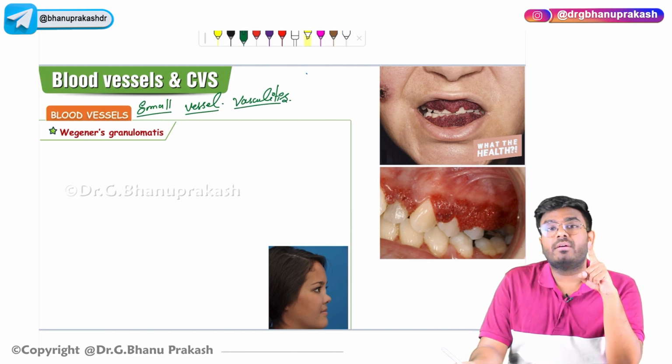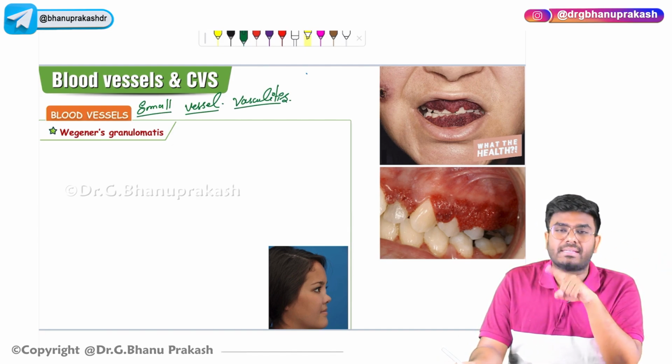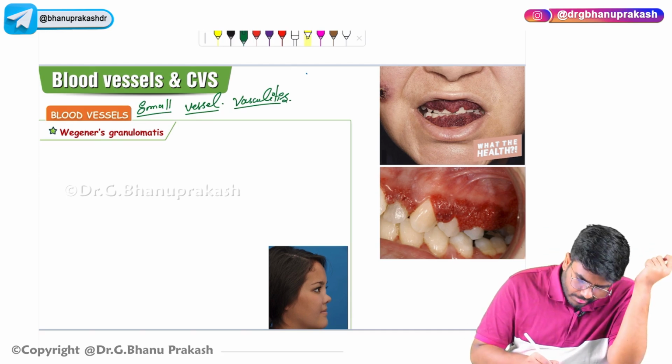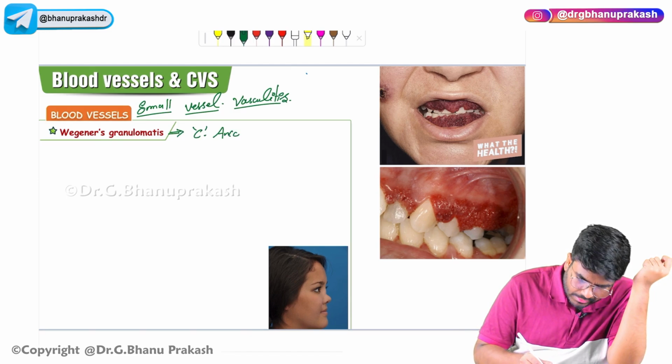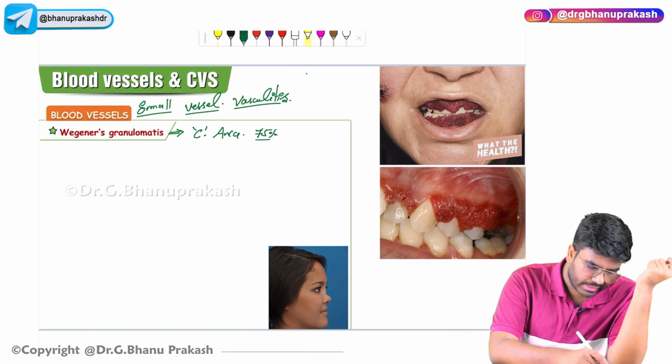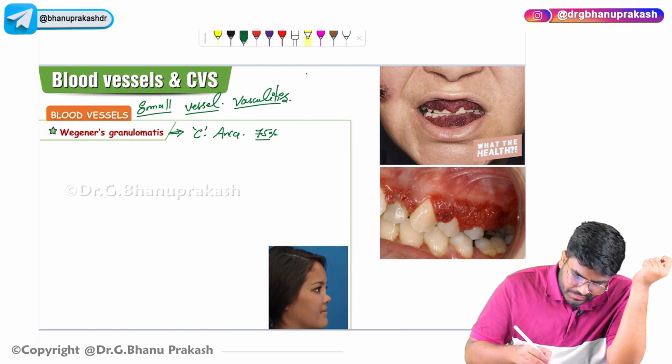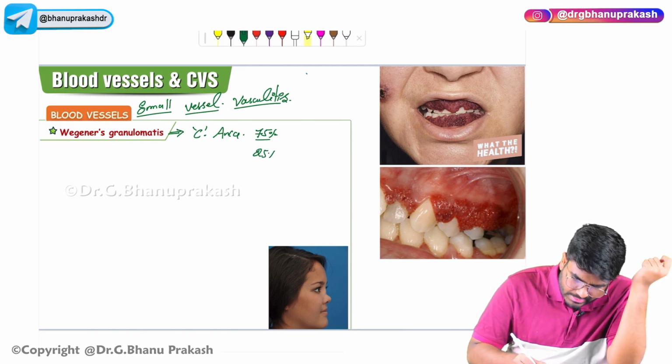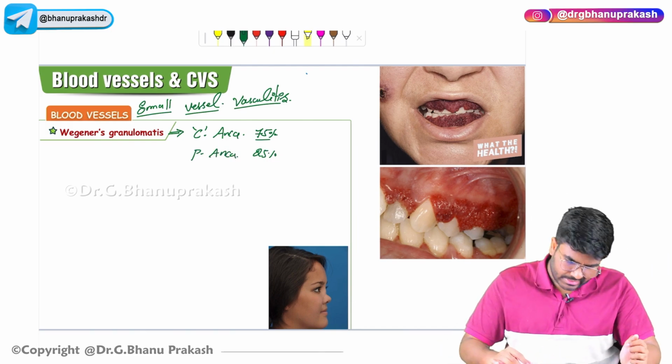I have asked you to remember Wegener's granulomatosis as Wegener's. Why? Because Wegener's granulomatosis is associated with C-ANCA in 75% of the cases, and in 25% of the cases, it has P-ANCA. It's an ANCA associated vasculitis.